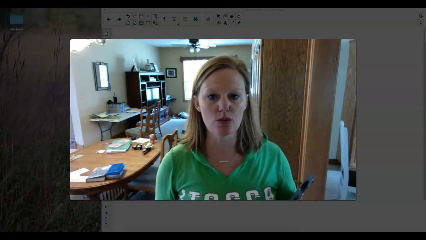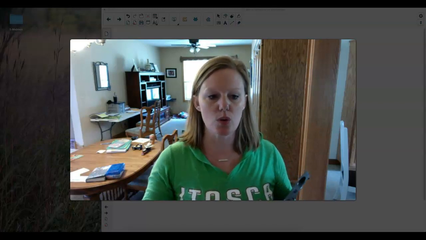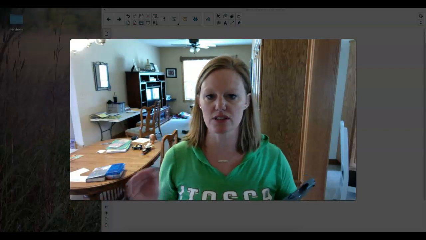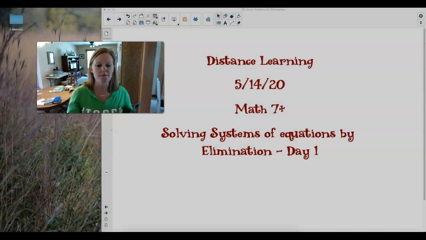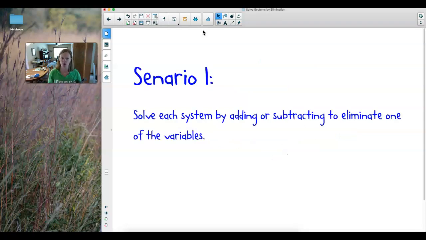We're going to continue on this part of the unit on solving systems of equations. So we're going to look at another way. We've done a couple days on solving systems of equations by substituting something in. What we're going to look at today is solving a system of equations by elimination. And what that means is we are going to try to eliminate one of the variables.